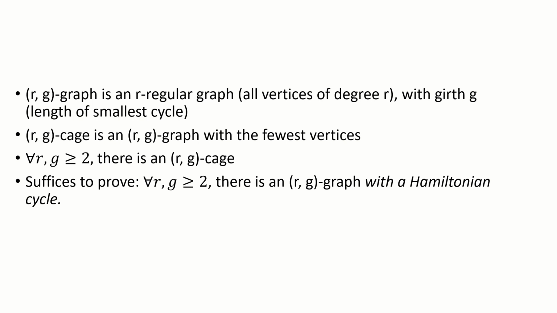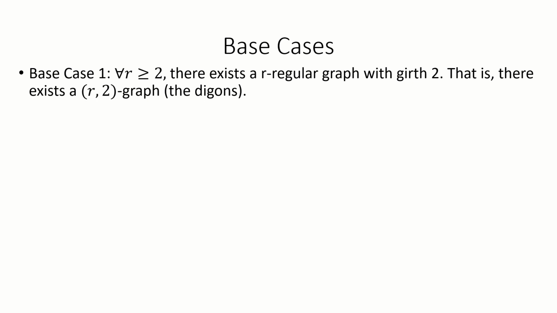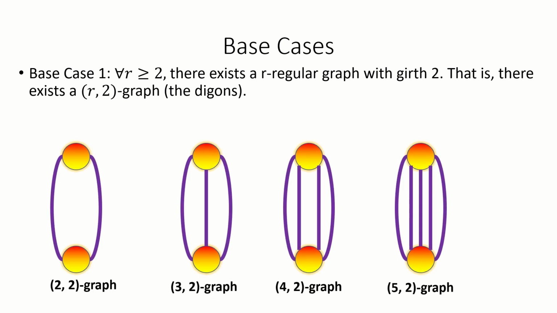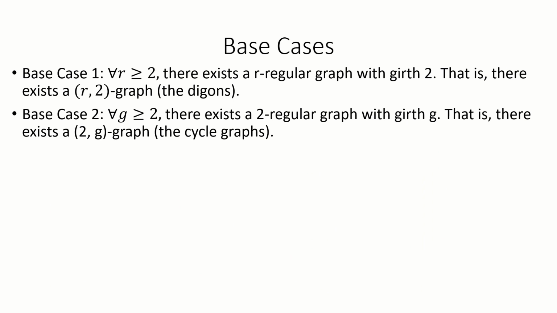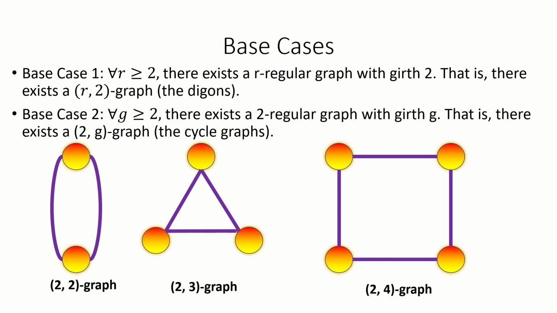As our first base case, there exists a graph satisfying our three properties with girth 2 and any degree R. In other words, the R2 graphs exist. We call these graphs the generalized digons. Next, let's call this base case 2. There exists a graph satisfying our three properties with degree 2 and any girth G. In other words, the 2G graphs exist. We call them the cycle graphs.